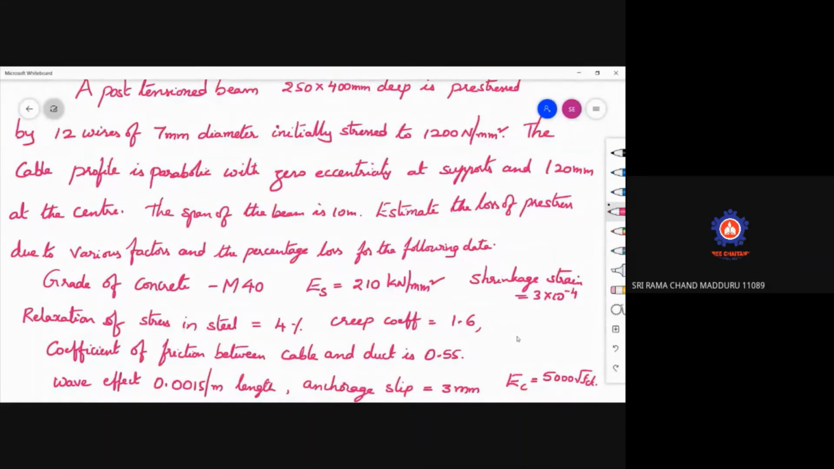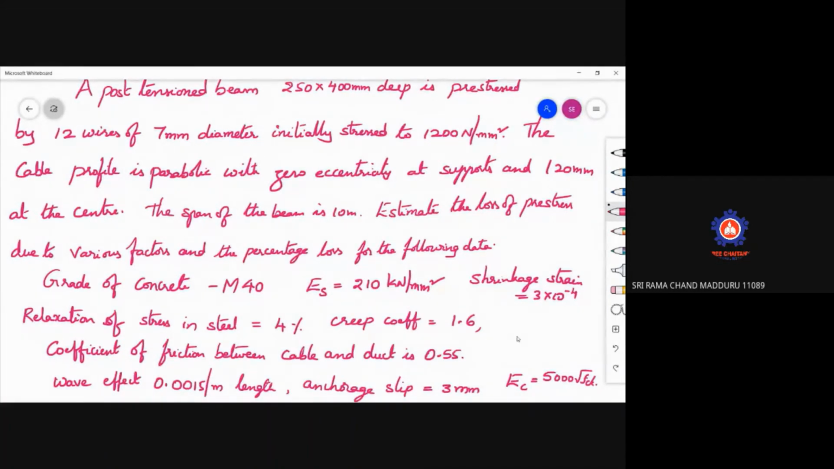First loss is loss due to elastic deformation. Second one is loss due to shrinkage of concrete. Loss due to creep of concrete is the third one. Loss due to relaxation of stress in steel is the fourth one. Loss due to friction, and the last one is loss due to anchorage slip. So total 6 losses are there.